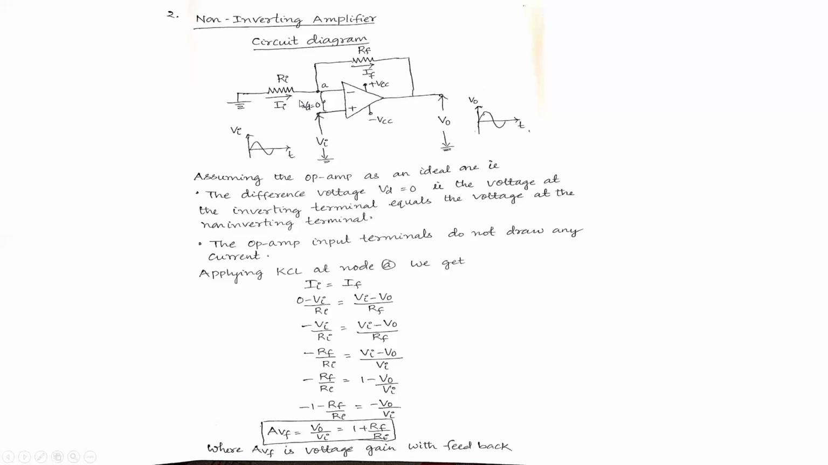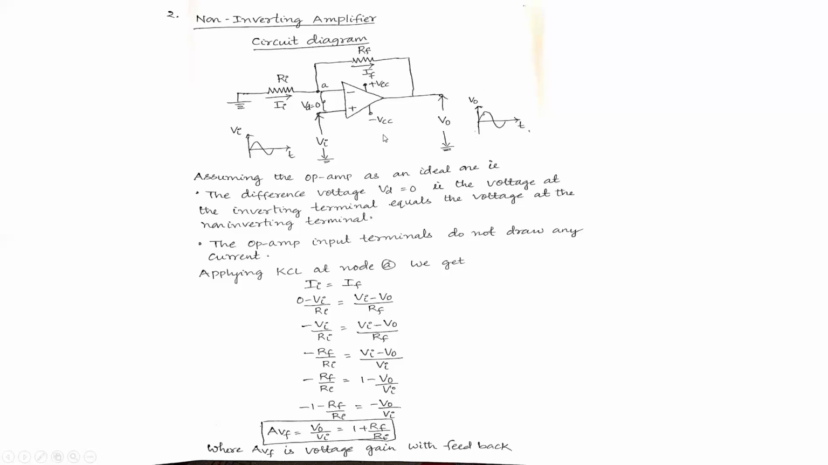The name non-inverting amplifier is because there will be no phase difference between the applied input voltage and the resulting output. That means the phase difference between the input voltage and the output voltage is 0 degrees. Next, we shall see how to derive the expression for the output voltage V0 and the gain.